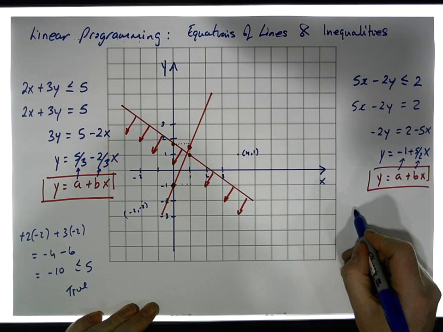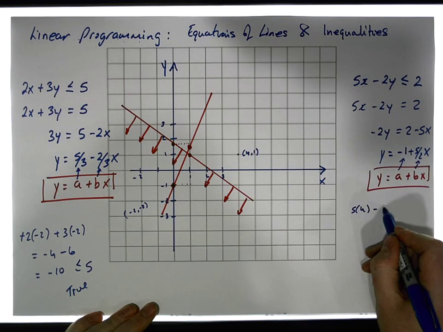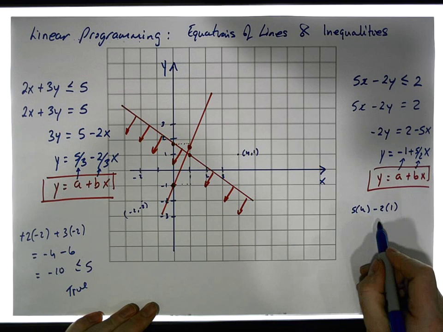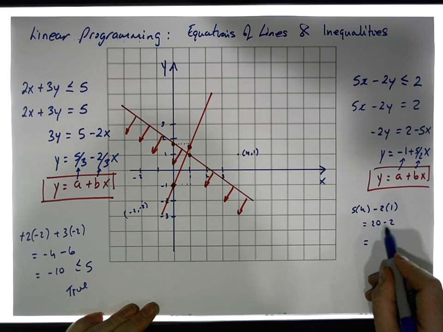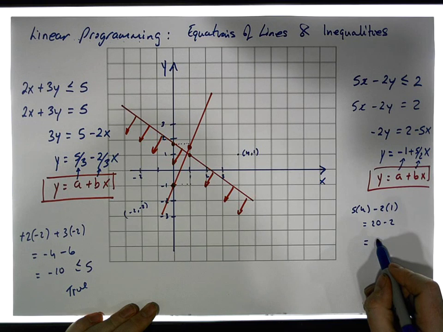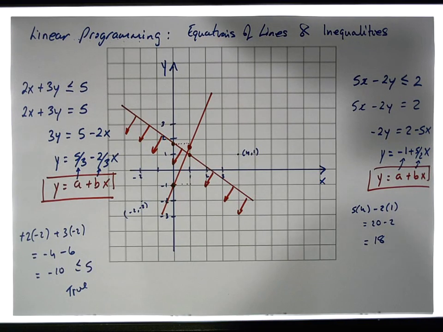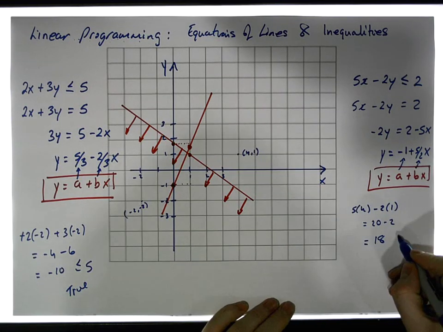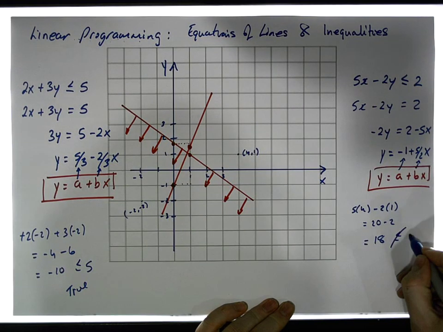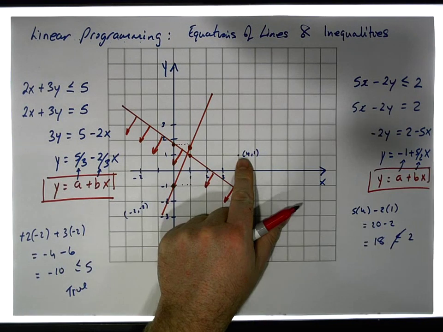So it's 5 times 4 minus 2 times 1. That's going to give us 20 minus 2, which gives us 18. And 18 is not less than or equal to 2. So we know that this point isn't on that side of the line.